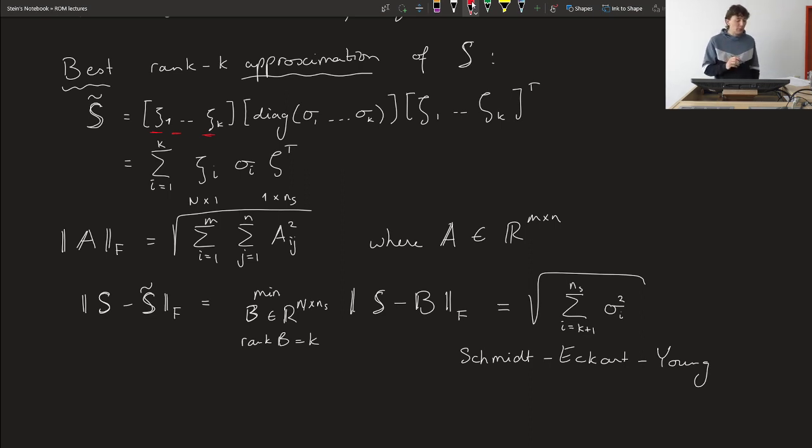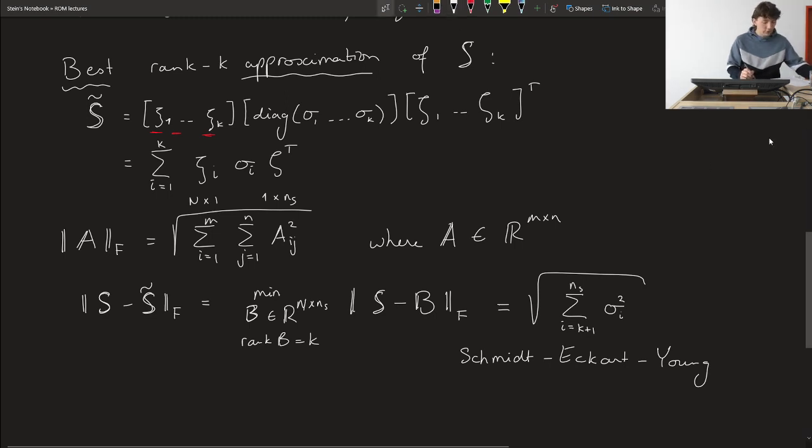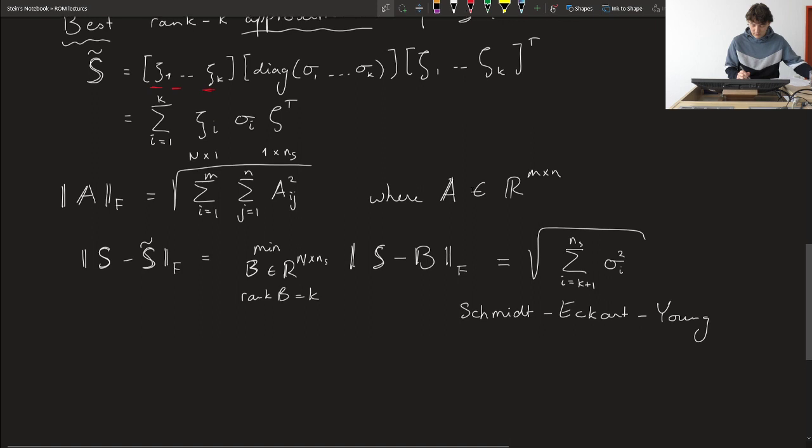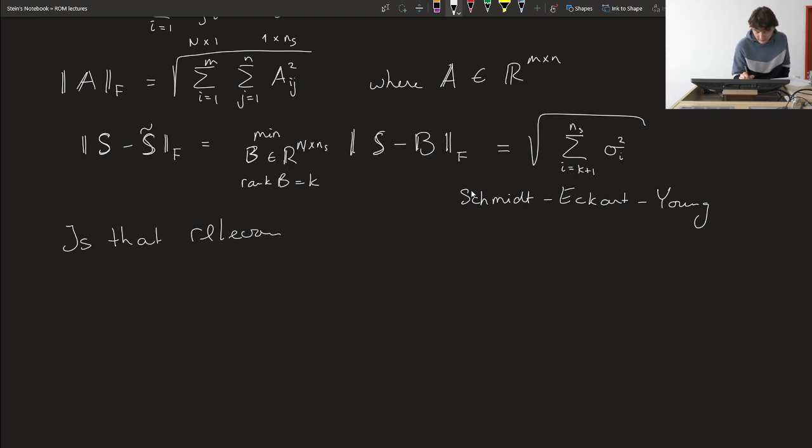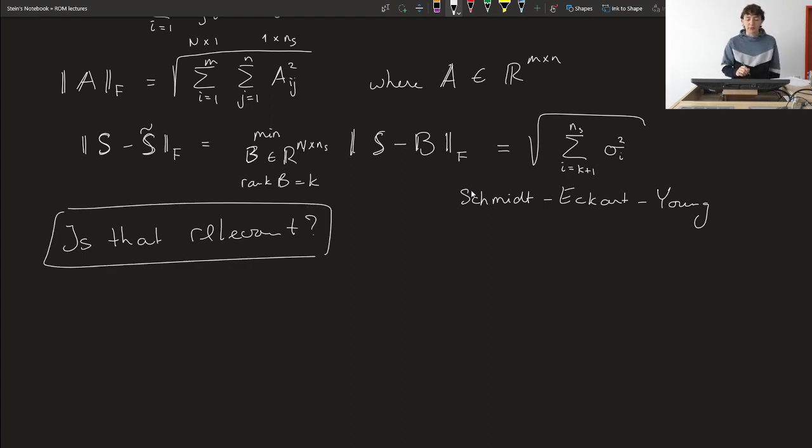But now I want to address the point that I already kind of hinted at the beginning, and that is the question: is this really the relevant norm, the relevant solution error? So is the Frobenius norm the relevant case? Is that relevant? Now, at first it might look like this is an extremely powerful statement, this whole setup.